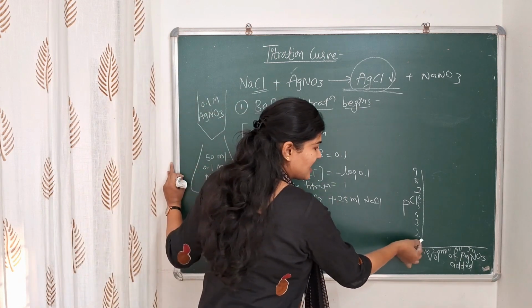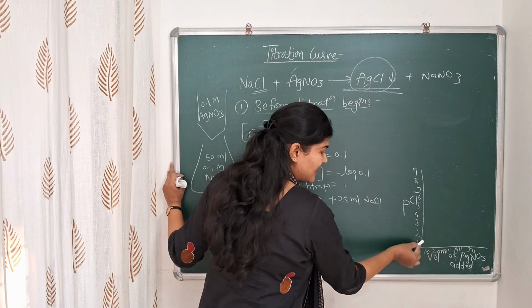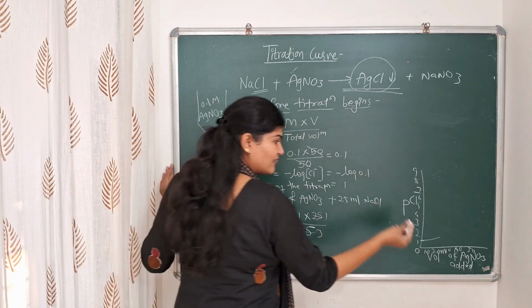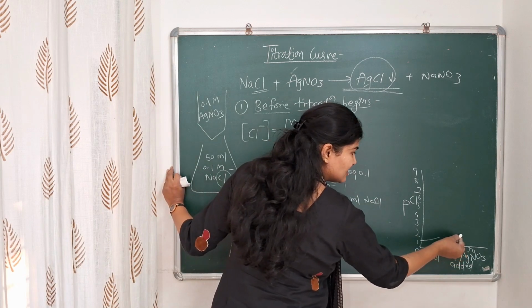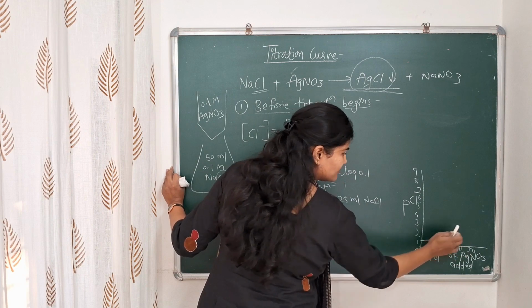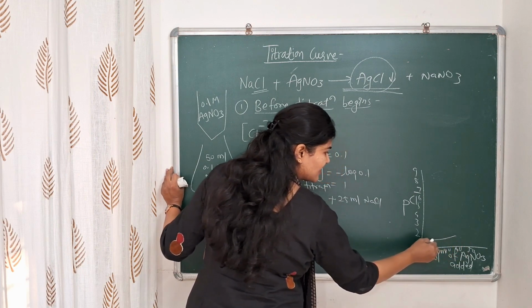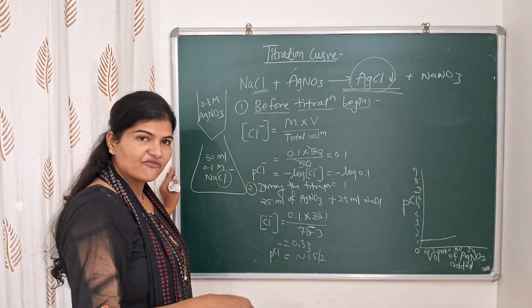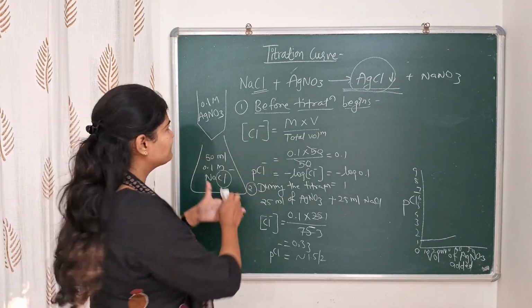So the graph is going for 25 ml addition. The graph is growing slowly like this. So again, even for 45 ml of addition, the graph is going slowly like this. Okay, I'll plot it like this. Slowly the graph is rising. Now we have reached the point where, now I will clear this.